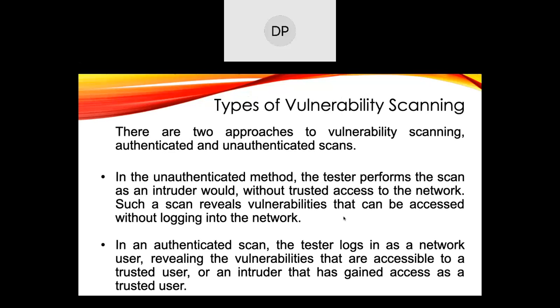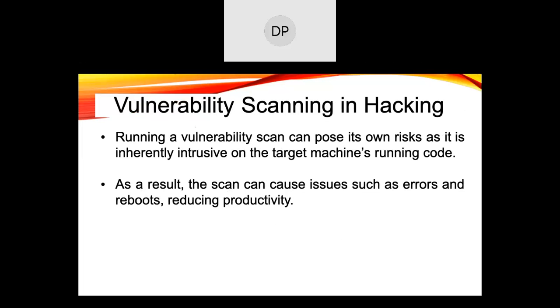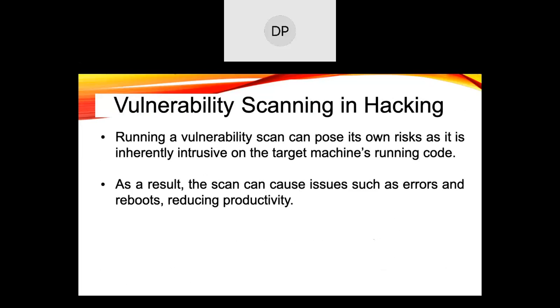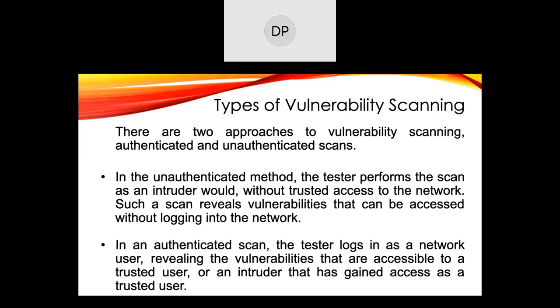So there are two approaches. In the exam, a question may come: what is vulnerability scanning? Then you may define it in these terms. But in the exam, a question may also come: define the types of vulnerability scanning. Then we say there are two approaches to vulnerability scanning: authenticated and unauthenticated scans. In the unauthenticated method, the tester performs the scan as an intruder would, without trusted access to the network. Such a scan reveals vulnerabilities that can be accessed without logging into the network.